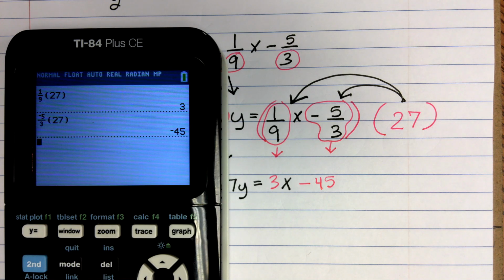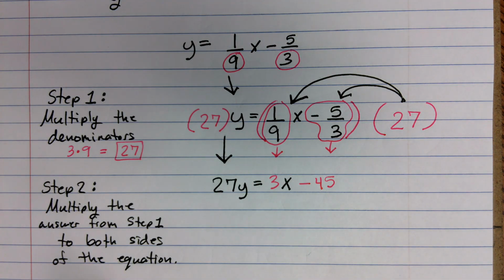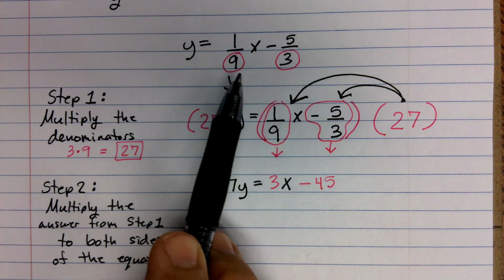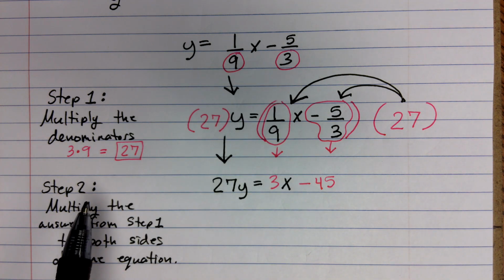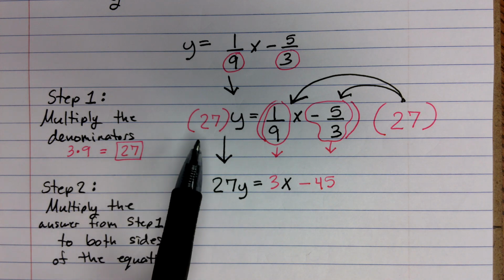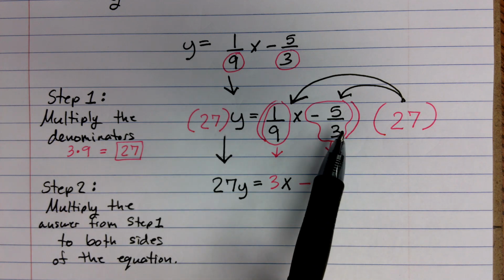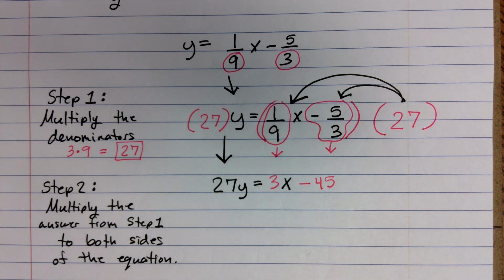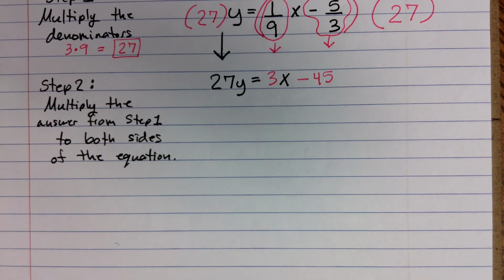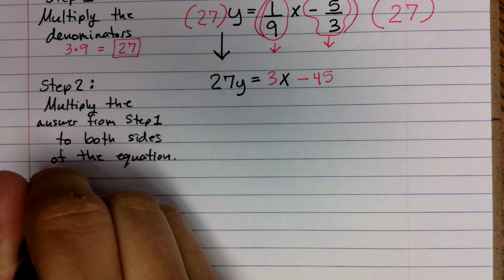And now that we've got this done, we're ready to go to our next step. So I'm going to move my calculator back out of the way. We've done step 1, right? We multiplied the two denominators together, the 9 and the 3. That gave us 27. Step 2, we multiplied the answer from step 1 to both sides of the equation. So we took that answer, 27, multiplied it to the y, and we multiplied it to both terms on the right side of the equation. So I'm going to move this down just a little bit. So just bear with me. And now I'm going to write step 3.